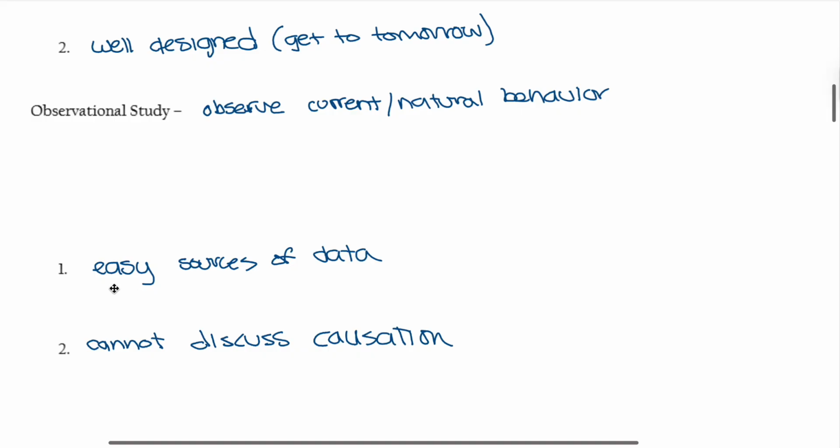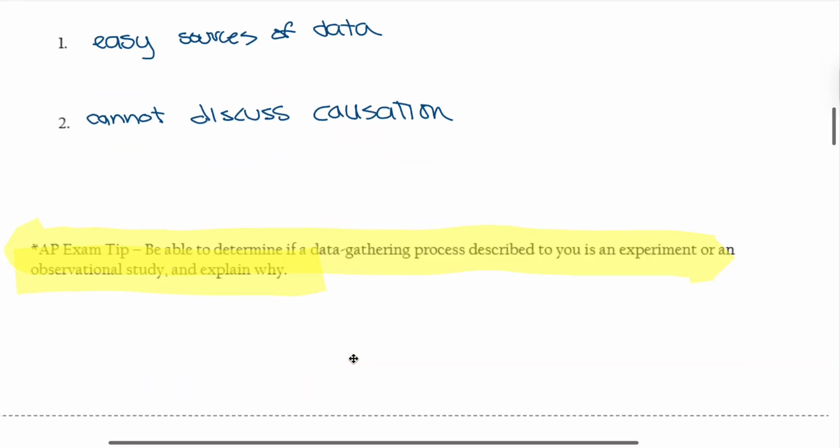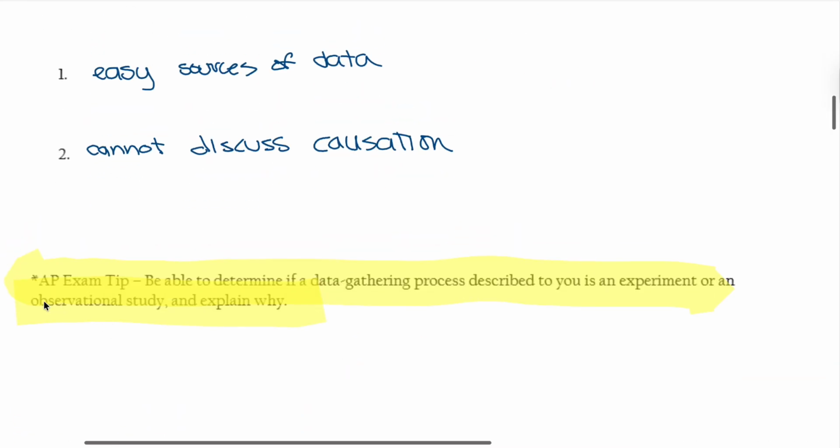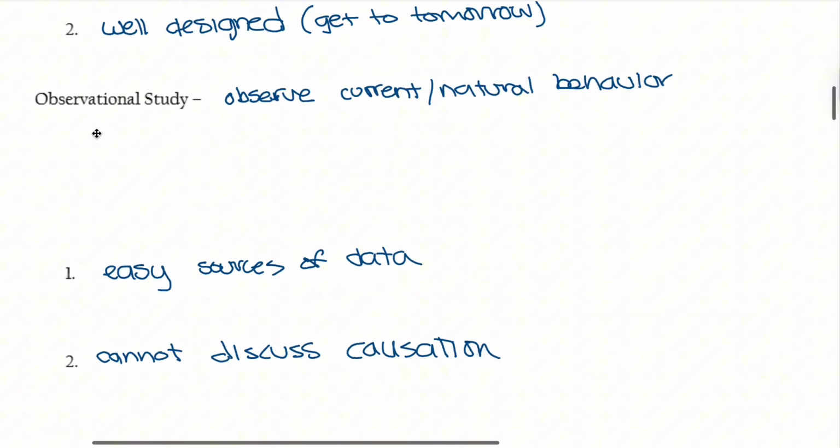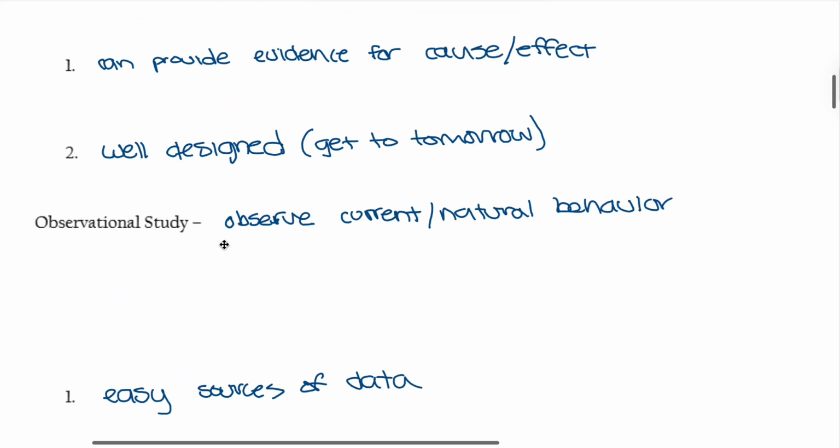Some requirements it has to meet. First is an easy source of data. Second, it cannot discuss causation, just as I said before. And some AP exam tip, be able to determine if a data gathering process described to you is an experiment or an observational study and explain why. So just as I said before, an observational study cannot draw any causation. There's no treatment groups. It's also easily collected data.